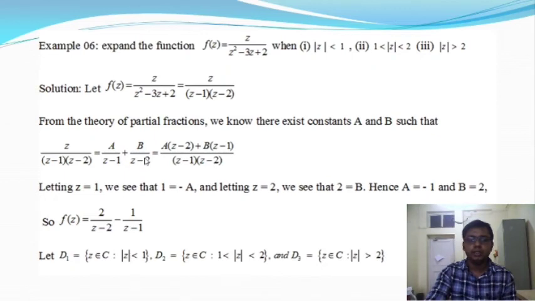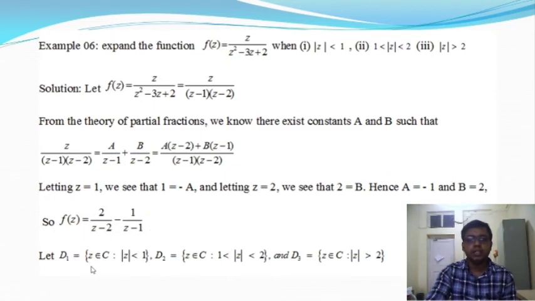Now letting z equal to 1, we get the value of A, which is A equal to minus 1. And letting z equal to 2, we see B is equal to 2. Hence the given function f of z, equal to z by (z minus 1) into (z minus 2), can be written as 2 by (z minus 2) minus 1 by (z minus 1).